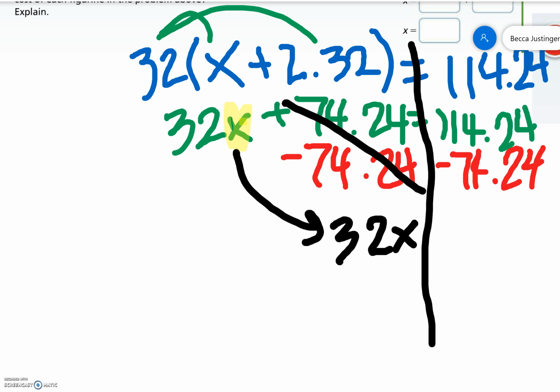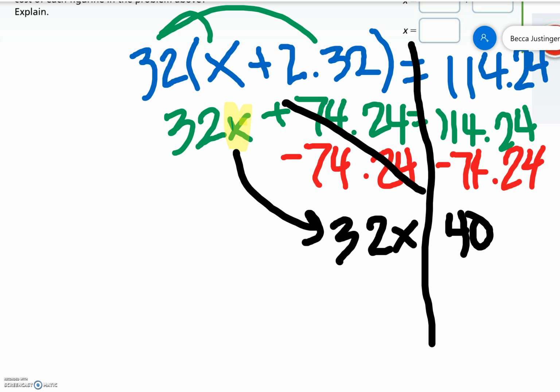and do 114.24 minus 74.24. I believe that's 40. And let's just double check in our calculators. 114.24 minus 74.24, and it does equal 40.